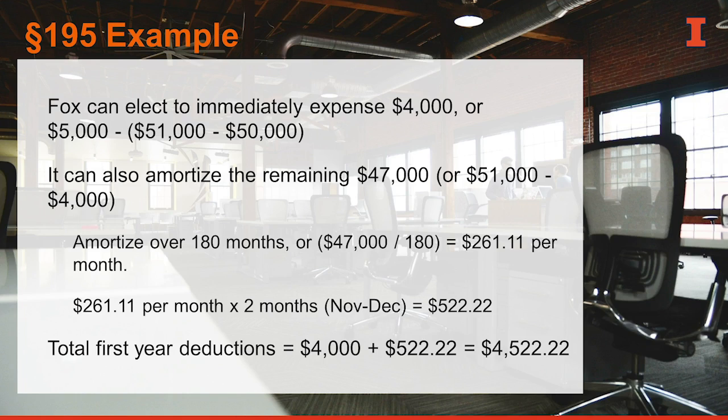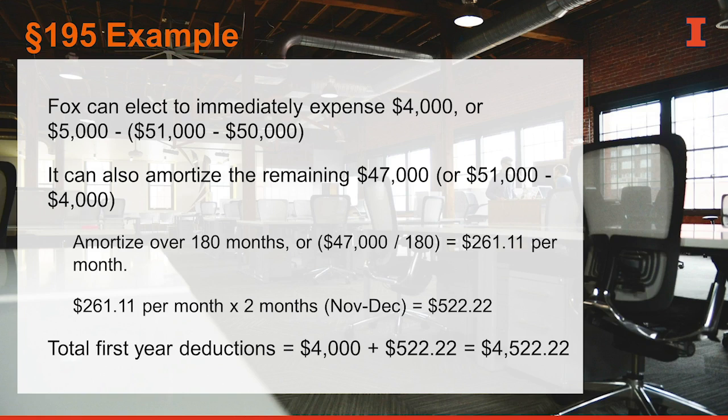Okay, so Fox immediately expenses $4,000, but it had $51,000 in total startup costs. What amount can Fox now amortize? Well, out of the $51,000 total costs, $4,000 is immediately deducted. This leaves $47,000 that's eligible for amortization. Fox will amortize this amount straight line over 180 months in the month it begins operations, or starting in November.